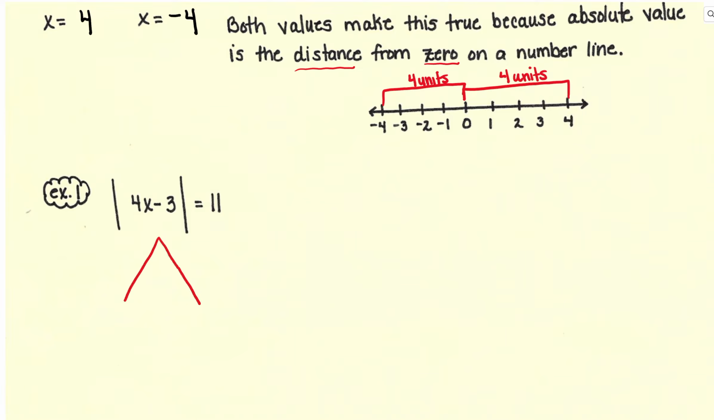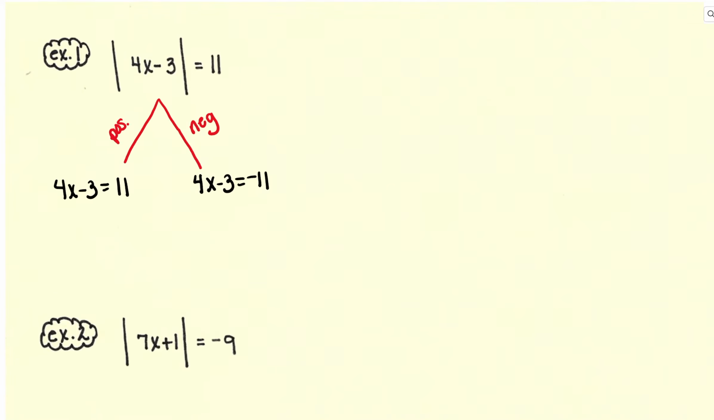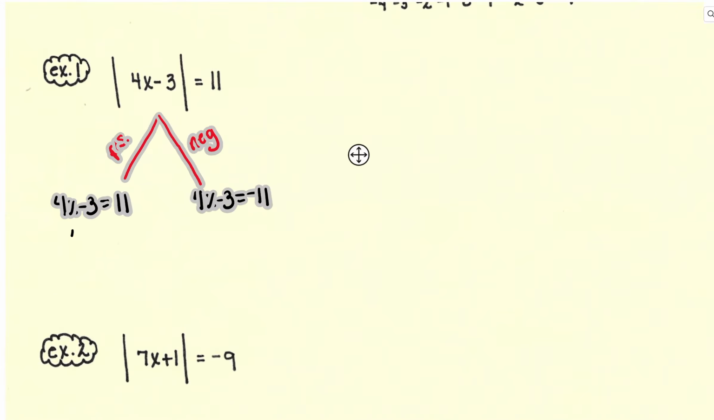You're going to break them into their positive and their negative. So keep your 4x minus 3 just like it is. So 4x minus 3 can be 11, but 4x minus 3 can also be negative 11. Just solve each equation like normal.